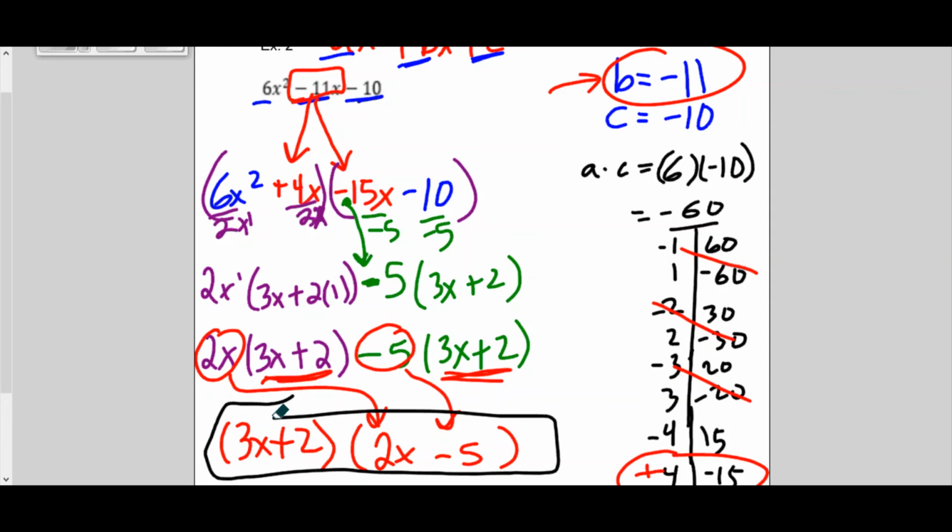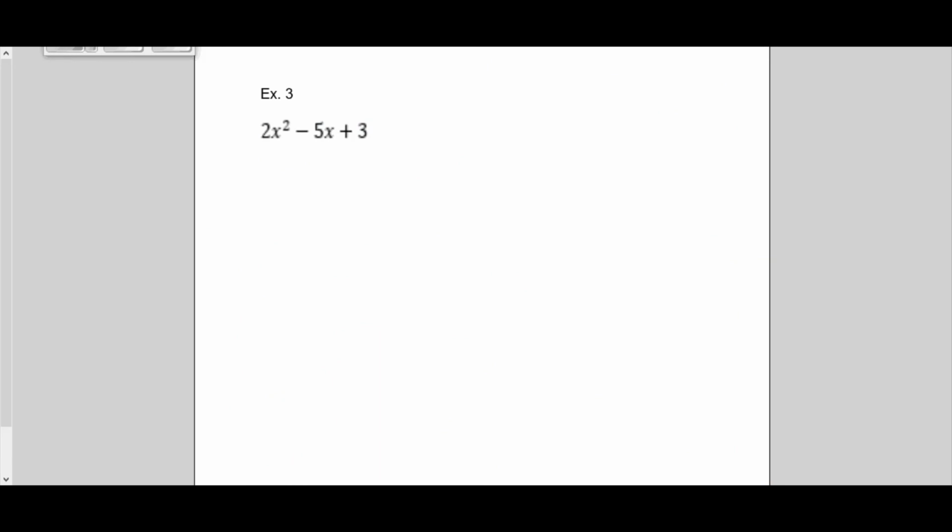So let's look at one more example. So example 3. So here for example 3, we have 2x squared minus 5x plus 3. So remember, ax squared plus bx plus c. So we'll identify a, b, and c. A, the number in front of x squared, is 2. B, the number in front of x, that's negative 5. Make sure to include the sign. It's negative 5. And then c, the thing without the letter, is 3.